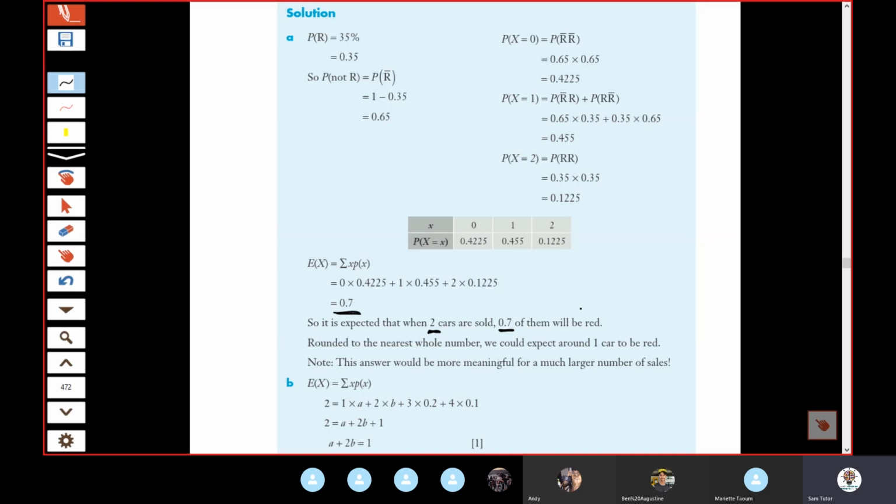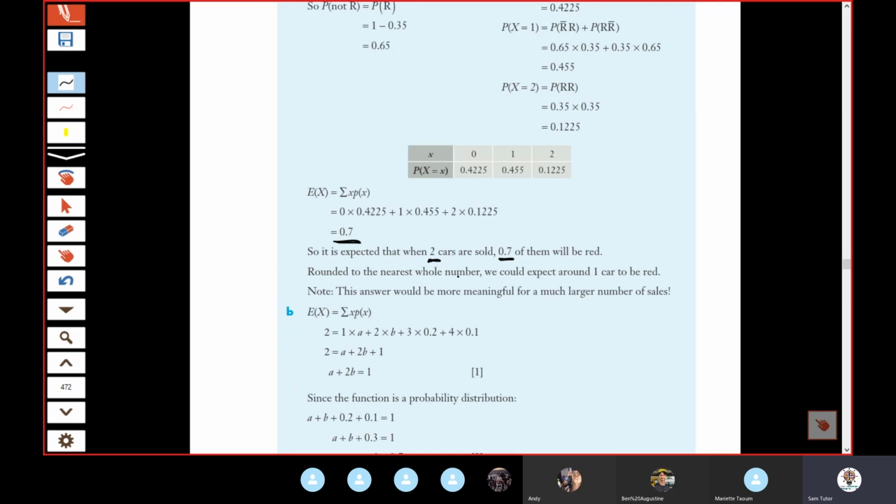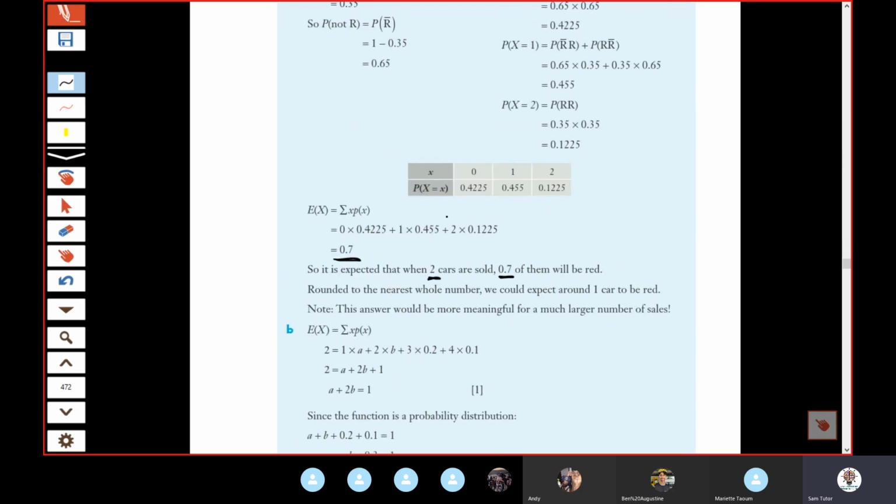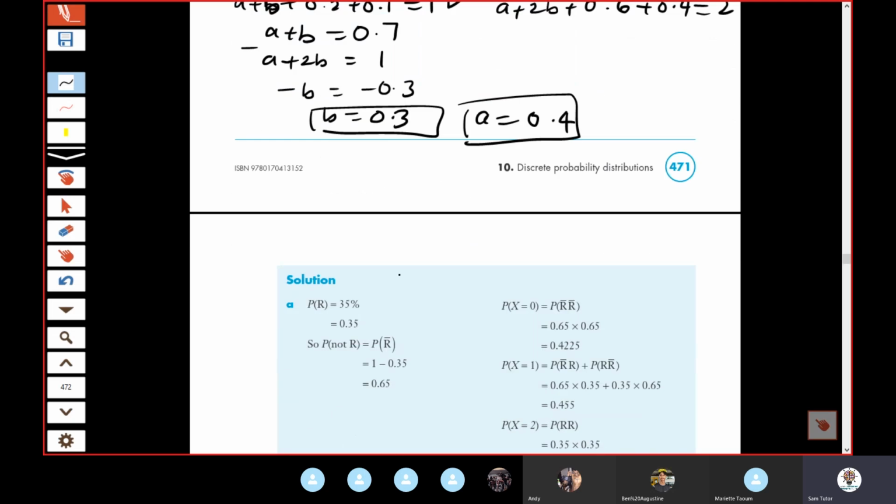This is really high level mathematics, right? Just so you guys understand this, because this was not in the syllabus before. It was part of statistics in university, first semester, and a really important skill to understand. Round to the nearest whole number, we could expect around 1 car to be red. This answer would be more meaningful for a larger number of sales. Yeah, of course. Okay, what was B? Oh, we just did B together.